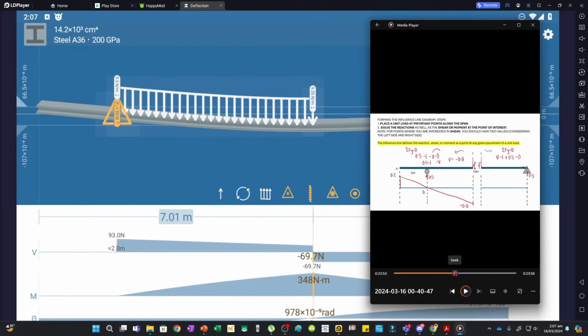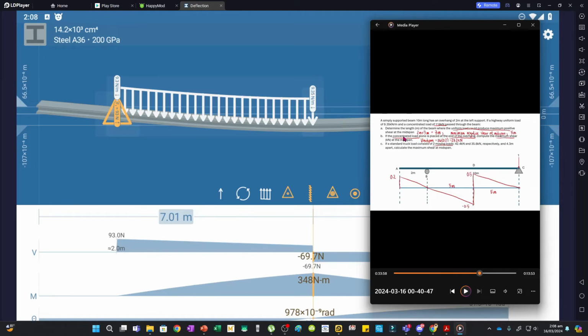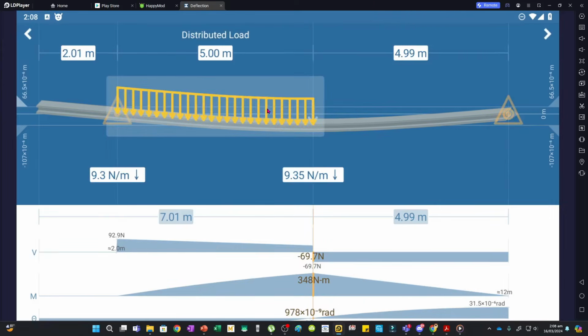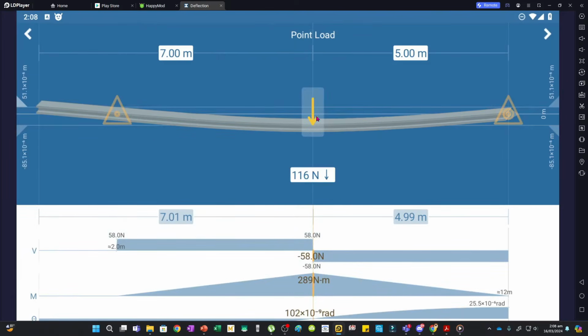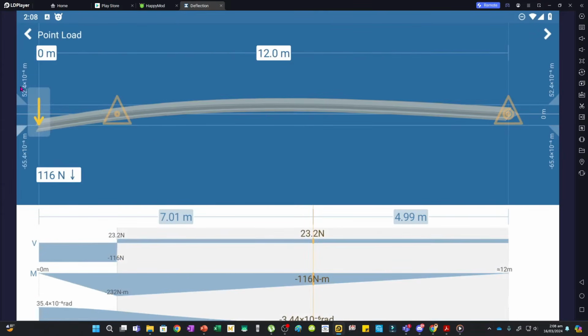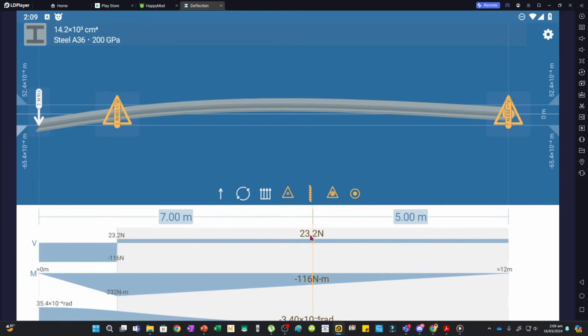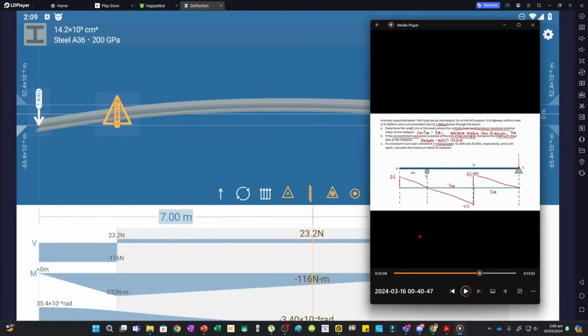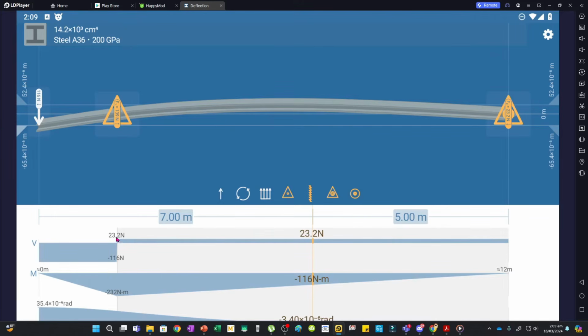Now for the other loadings, let's say for this question, if the concentrated load alone is placed at the end of the overhang, compute the maximum shear at the midspan. So let's remove this, and then we'll place this load at the overhang. And then let's see what the shear in the midspan is. As you can see here, if we go to 7 meters, the shear at the midspan will be 23.2, which is equal to this, 23.2. And notice that the shear from this point up to this point is actually constant. But this is still the maximum shear at the midspan.